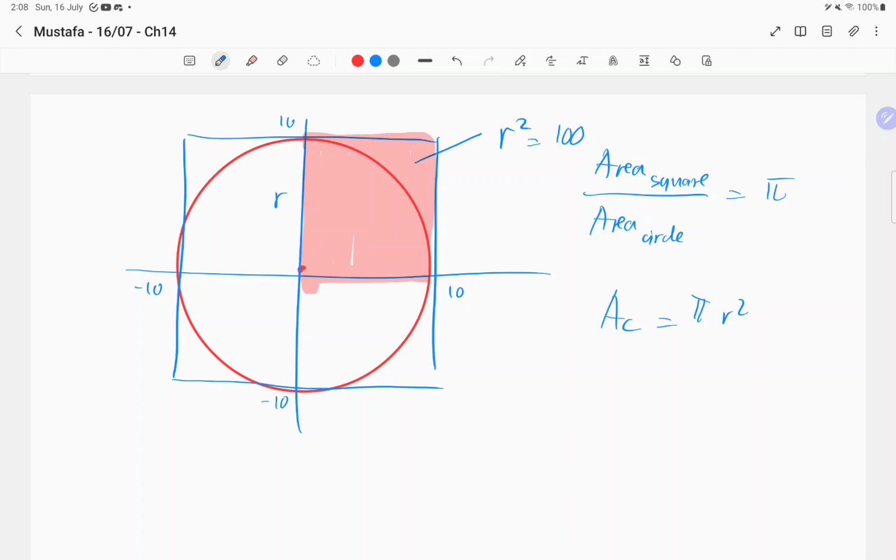So what you're actually doing is finding out the ratio. The area of the circle would be some sort of pi times the area of the smaller square.